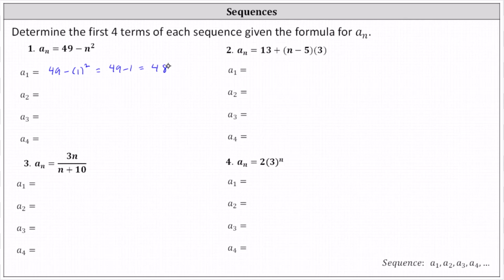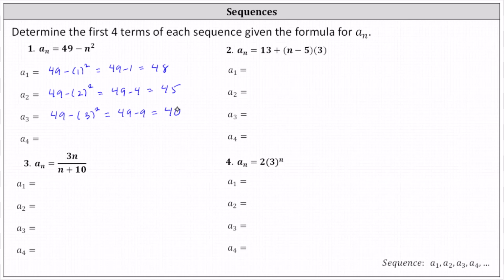To determine a sub 2, we now substitute 2 for n. A sub 2 equals 49 minus the square of 2. Square of 2 is 4, and 49 minus 4 is equal to 45. The second term of the sequence is 45. To determine a sub 3, we substitute 3 for n. A sub 3 equals 49 minus the square of 3. 3 squared is 9. 49 minus 9 equals 40.